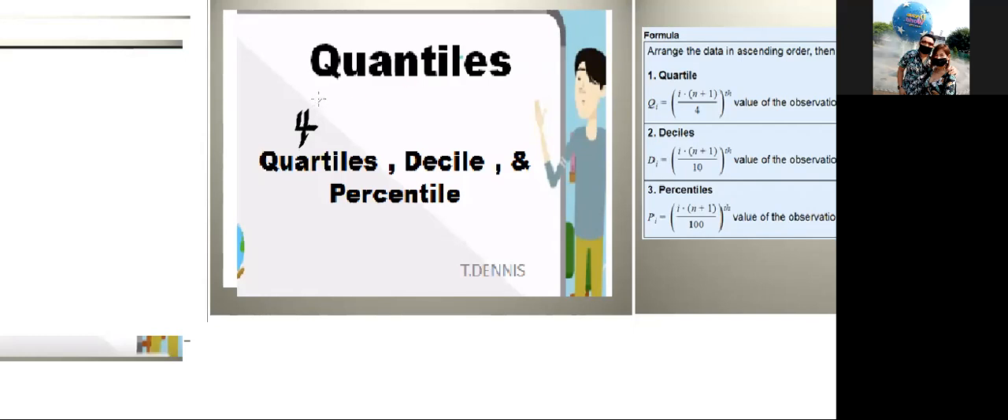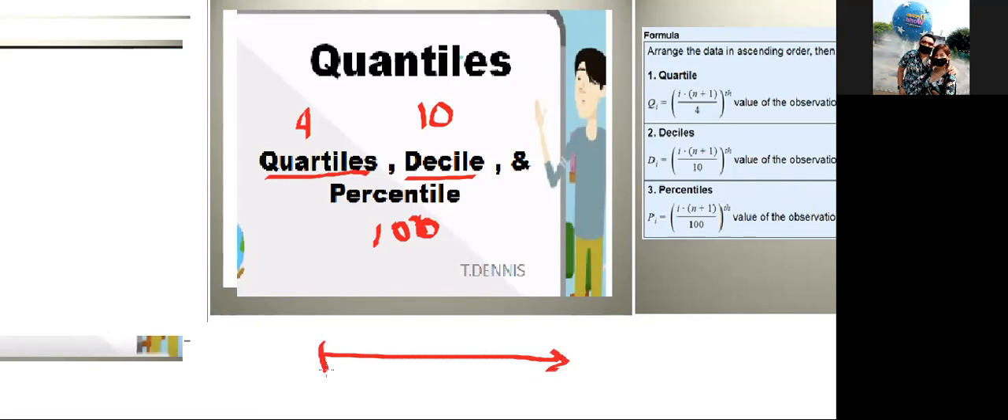Let's change the color. So quartiles divide the data into four equal parts, deciles into 10, and percentiles into 100 parts. If you have a data set, let's say these are your data set here, when we say quartiles, we try to divide those data into four parts.